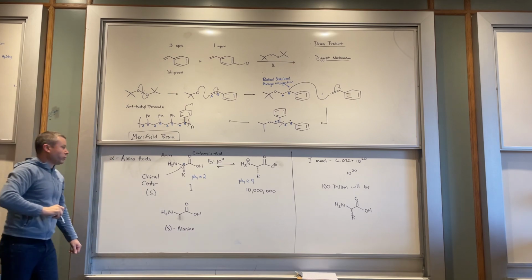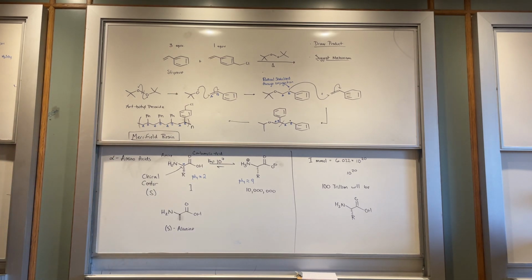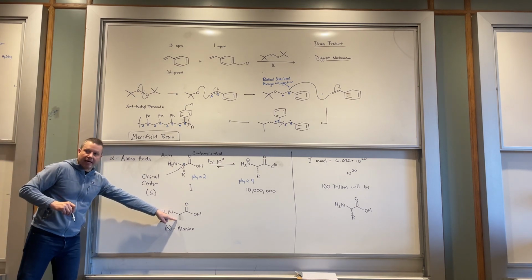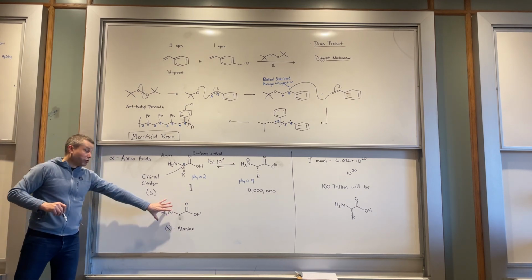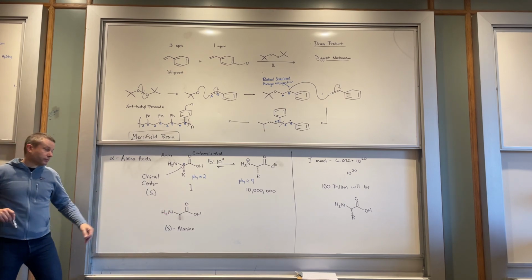Right, so for example, when R is a methyl group, that's the amino acid alanine. And S-alanine is going to have that methyl group, when we draw it in this form, going back into the board.